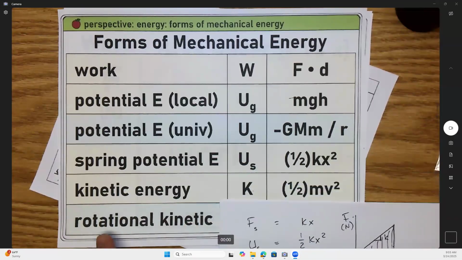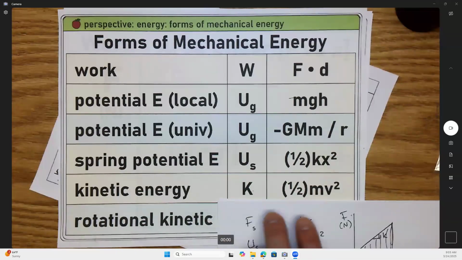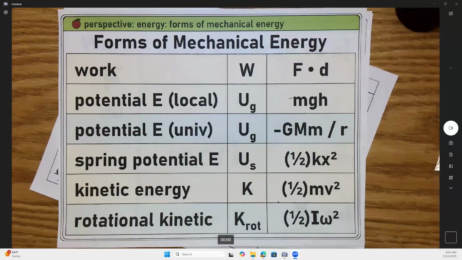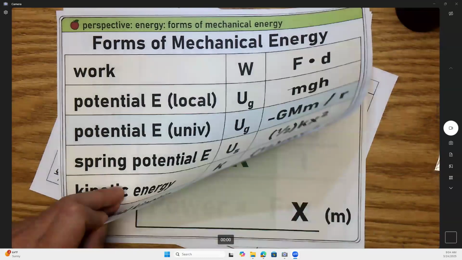Now, if you have a ball that's rolling, it almost looks like that. It looks like what? Aha, 1/2 I omega squared. Sort of analogous, just in a rotating sense. Right, you guys remember all those? Okay. So you have to use a bunch of those.